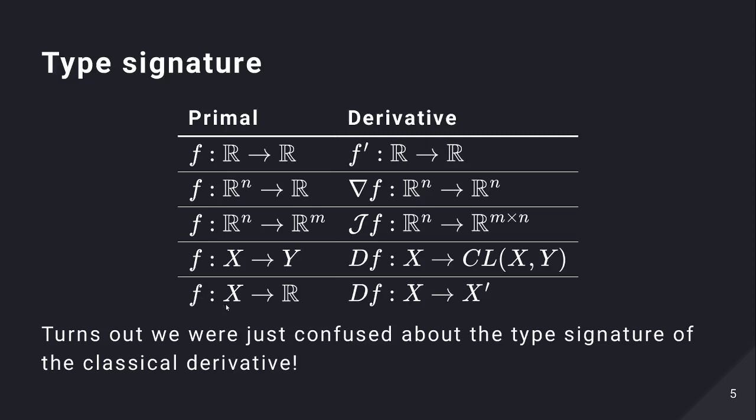Really, when you take a map from X to R, the derivative is a map from X to the dual of X. Interesting then that we were just confused about the classical derivative. It really makes sense to say it's a map to a linear map. In the other case, it's the dual.